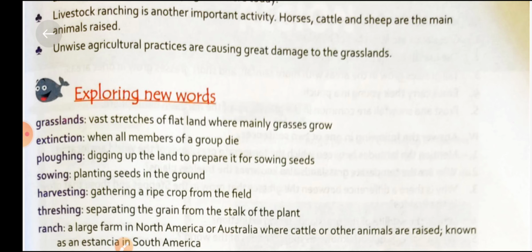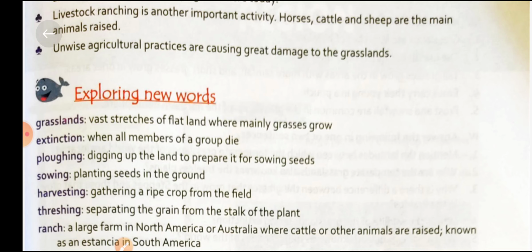Okay, extinction: when all members of a group die. When a species of living things no longer exists in a large group, that is called extinction.